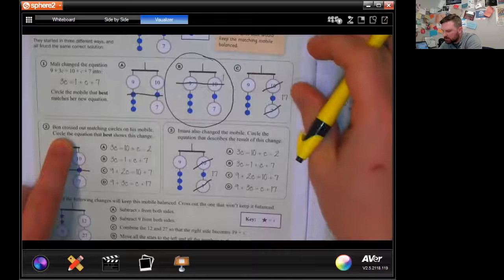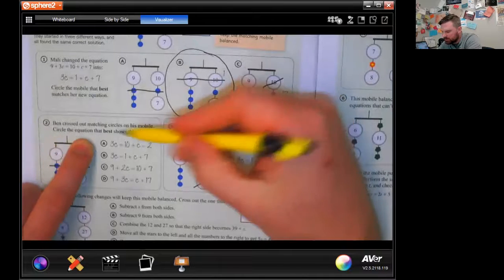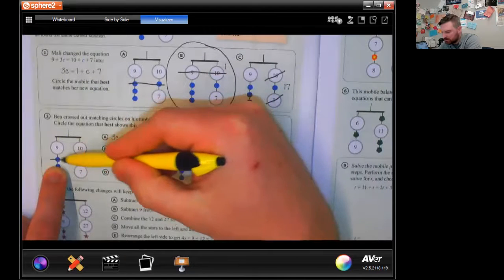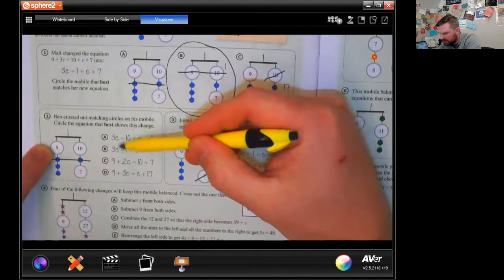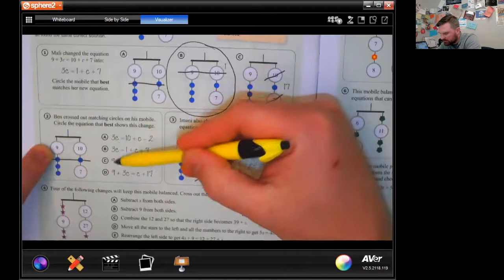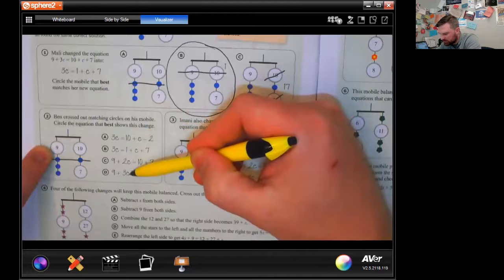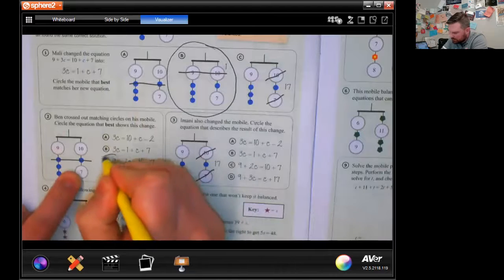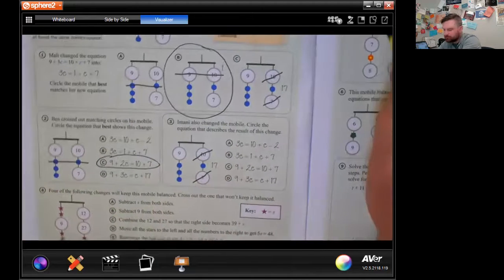Ben crossed out matching circles on his mobile. Circle the equation that best shows this change. Okay, so he got rid of a circle on each side. So you still have 9 here. So these two have 9. This one has 2c, this one has 3c, but we see that Ben now only has 2 circles here and 10 and 7. So this equation matches what the mobile has.